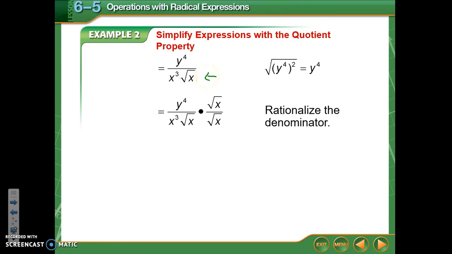But I'm not allowed to leave a square root in the denominator. So to rationalize it, since it's a square root, and it's one term, not a binomial, I just multiply by itself. So the square root of x times the square root of x is just x. X cubed times x is x to the 4th. That's where this comes from. And then my numerator is y to the 4th times the square root of x.